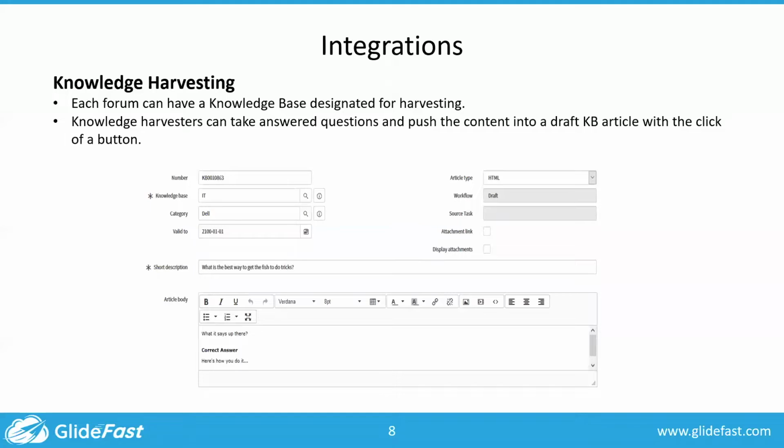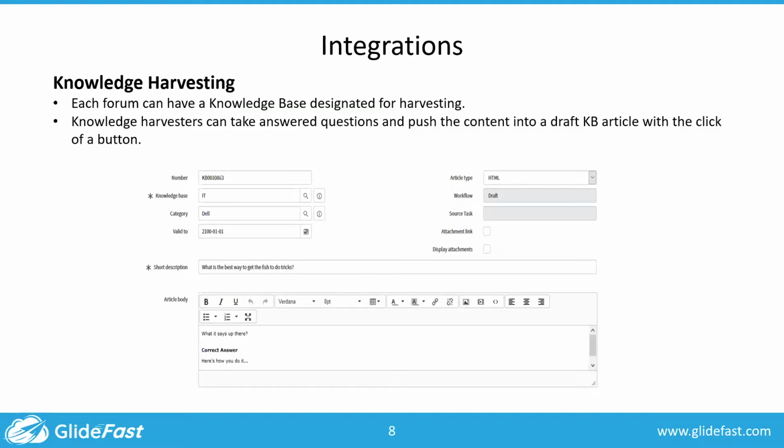So with knowledge harvesting, you have the ability to take a completed or successfully answered question and extract it from the forum and push it into a draft article. And I'll demonstrate a little bit how that works. When you create a forum, you can actually designate it as knowledge harvestable and give it a default knowledge base. As you can see here, as long as you have access to edit the article afterwards, you would be able to modify which knowledge base it goes to and change the category and whatnot. This is just a quick way to generate those articles without too much effort.